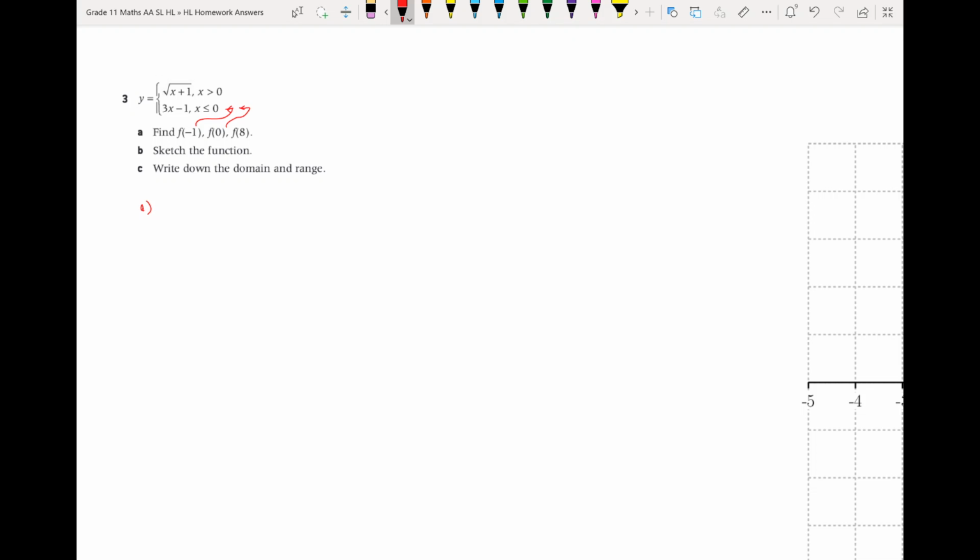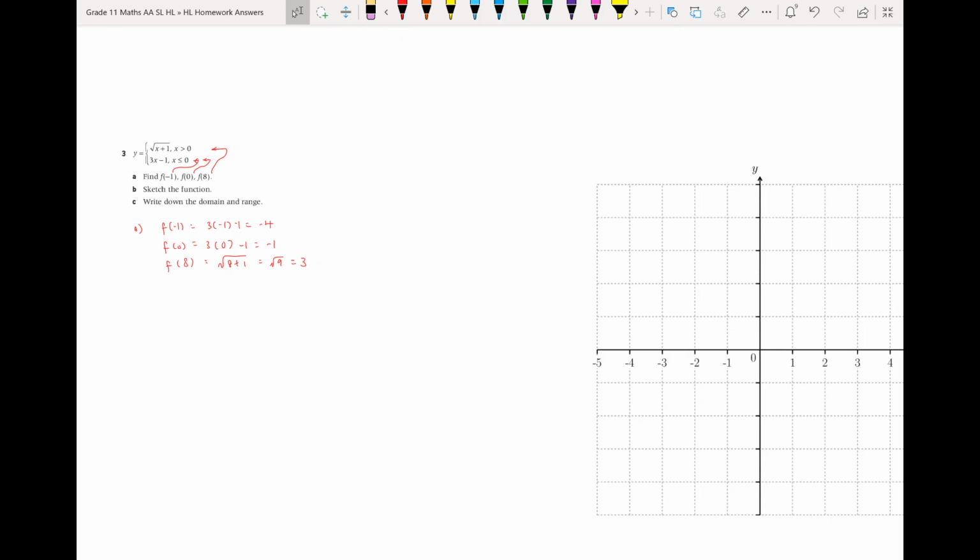So it's f of 0. F of a is going to come from the top piece. So putting these numbers in, we get -4, -1, and 3.